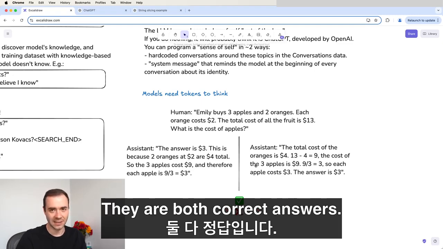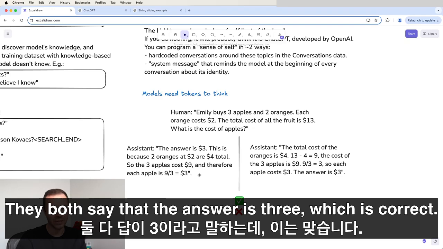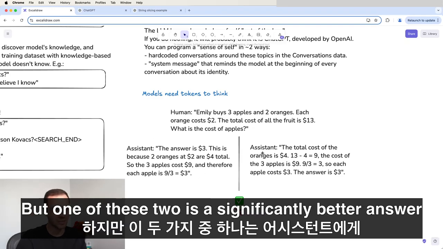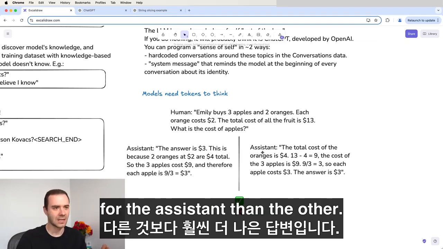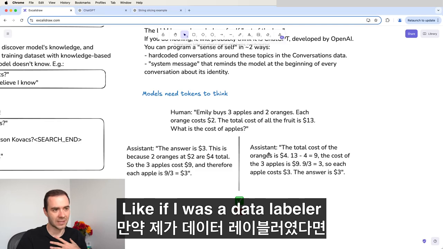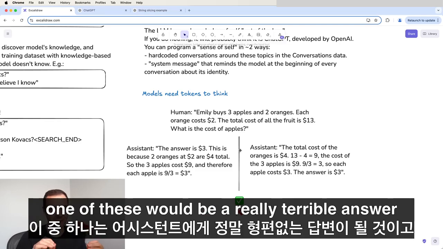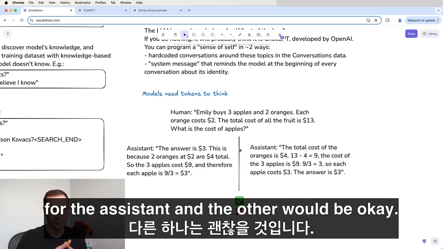They are both correct answers. They both say that the answer is 3, which is correct. But one of these 2 is a significantly better answer for the assistant than the other. If I was a data labeler and I was creating one of these, one would be a really terrible answer for the assistant, and the other would be okay.